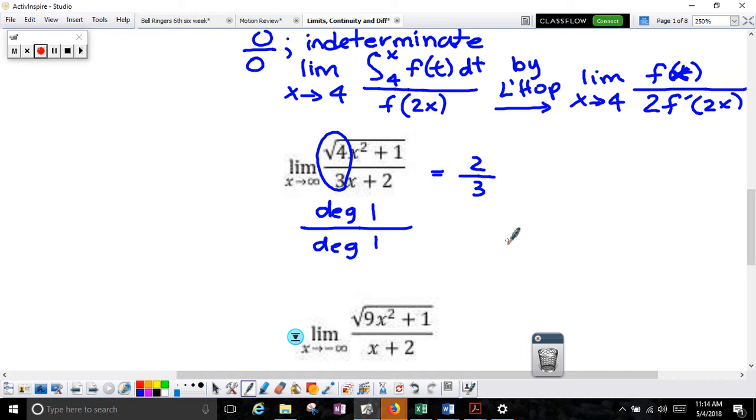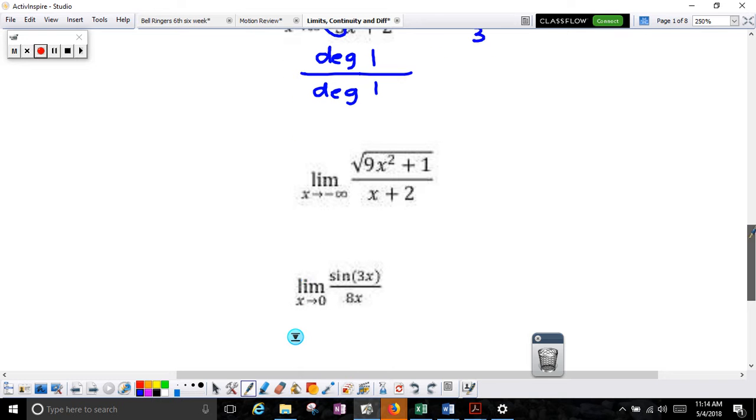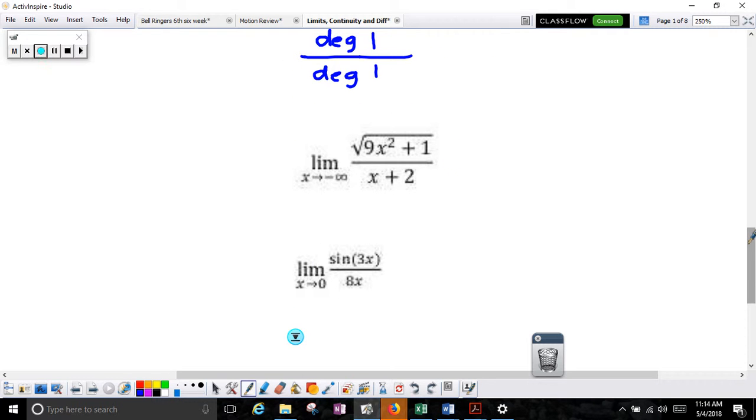Okay, let's look at the one beneath it because it's related. So the one beneath it, we're taking the limit as x approaches negative infinity. We still look at the degree. Largest exponent on top is 1 because that x squared is square rooted. Degree of 1 on the bottom. We look at the ratio of the leading coefficients, which is 3 over 1.